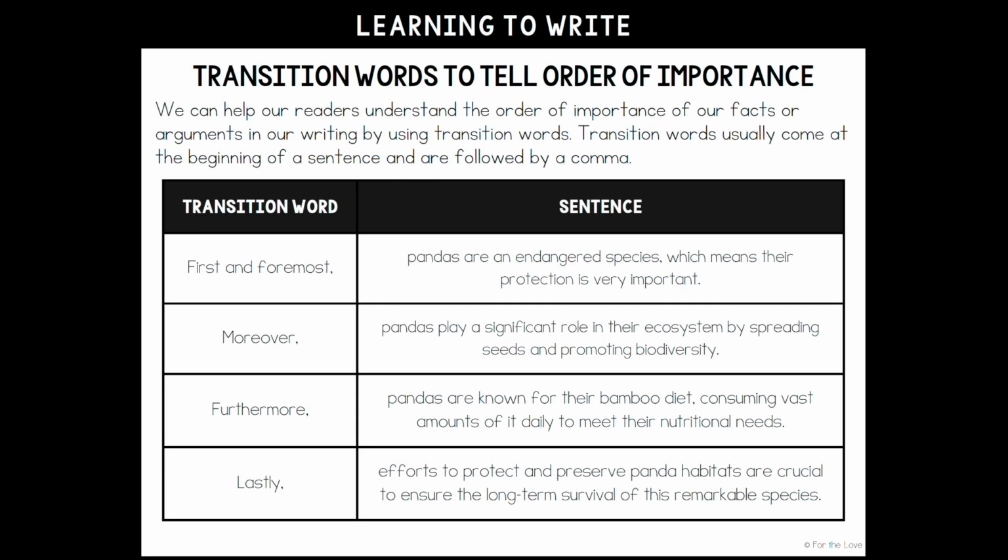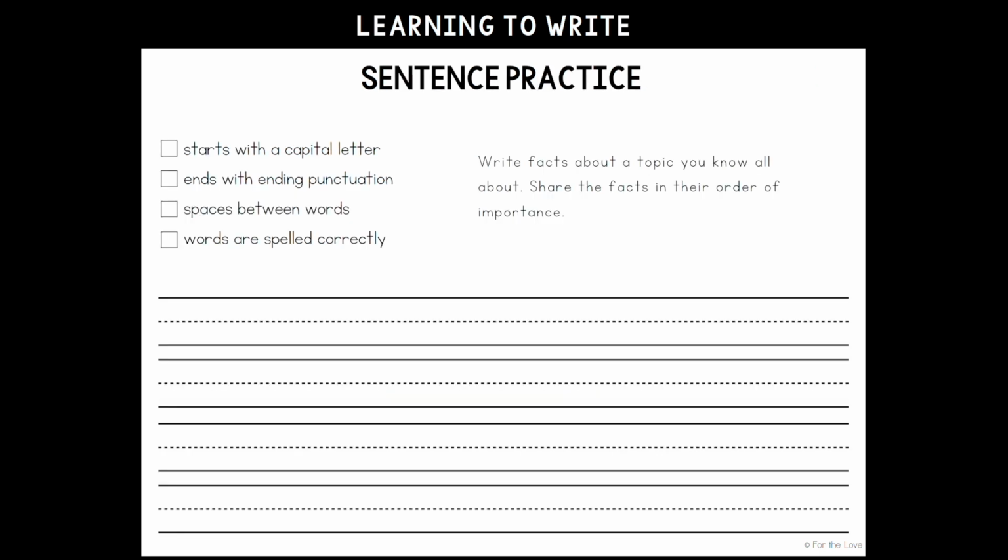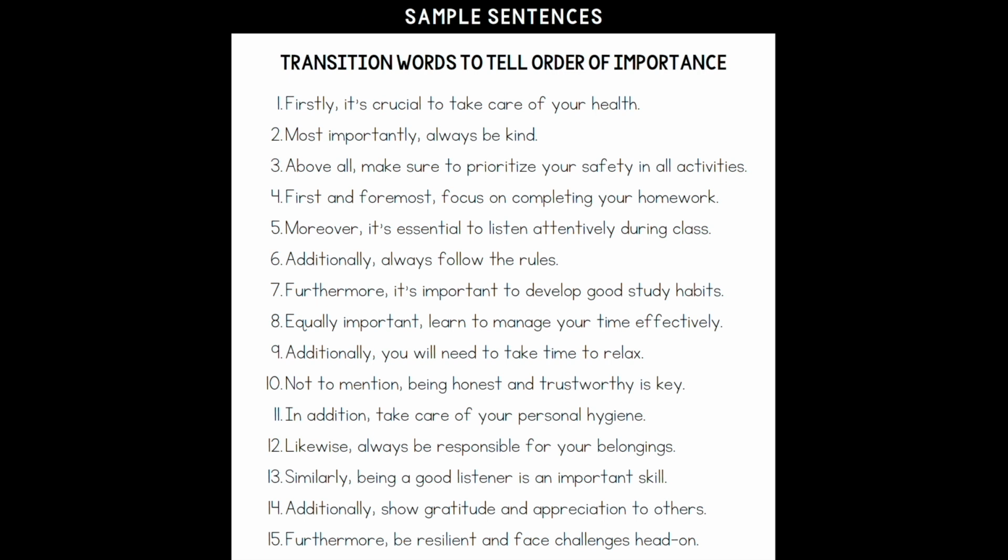This is not the only way to fill out this chart. Once students have practiced with the chart, now they're ready to write sentences on their own. Notice we don't have the word bank again. Instead, they are writing facts about a topic they know a lot about so that they can share the order of importance of all the facts. We also still have our mechanics checklist because we always want students focusing on those mechanics. Here are some example sentences that tell the order of importance using transition words.